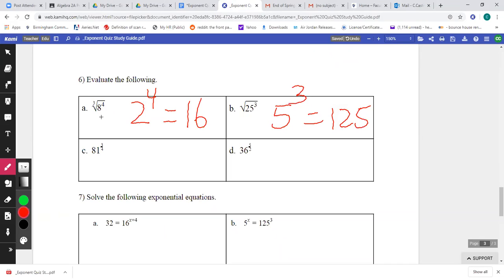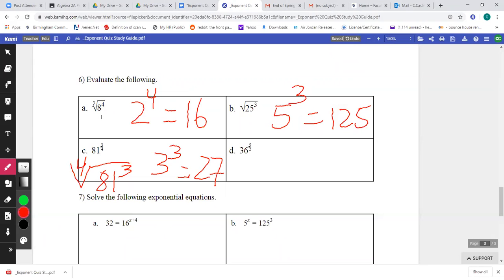Now, for letter C, it's written in fraction form. So if you want, I know some people prefer it to be written in this radical form so you know what's happening. So now it's easy to picture in your head. You're taking the 4th root of 81, and then you're taking it to the power of 3. So the 4th root of 81, remember that 3 to the 4th is 81. 3 times 3 is 9. 9 times 3 is 27, and 27 times 3 is 81. So the 4th root of 81 is 3. And then so now it's just 3 to the 3rd. This is 27.